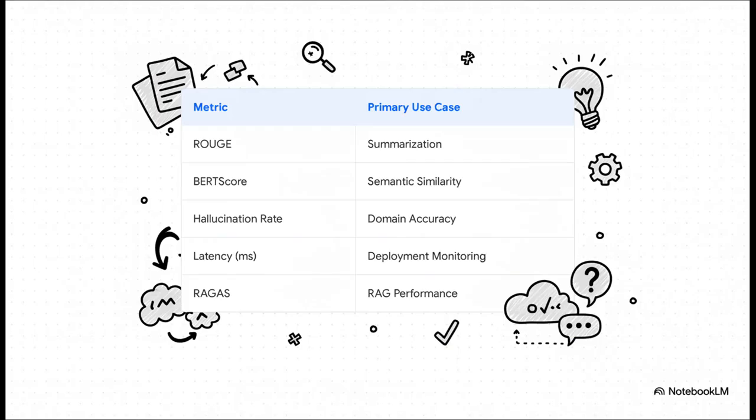All right, these are some of the key quantitative or automated metrics. For instance, a metric called Rouge is great for judging how good a summary is. BERTScore is fantastic for figuring out if two sentences basically mean the same thing, even if they use different words. We've also got metrics for things like hallucination rates, which is crucial, and latency. And we'll get to that last one, RAGs, in just a second.